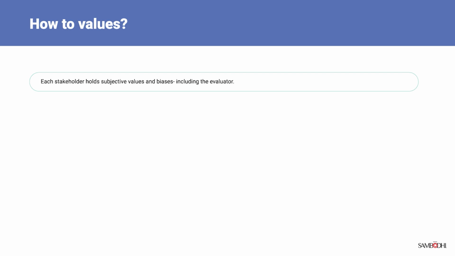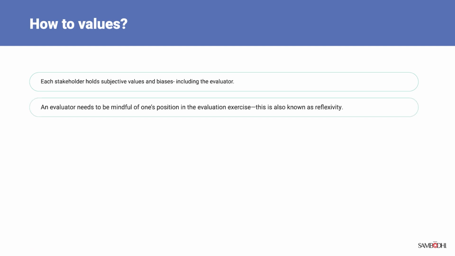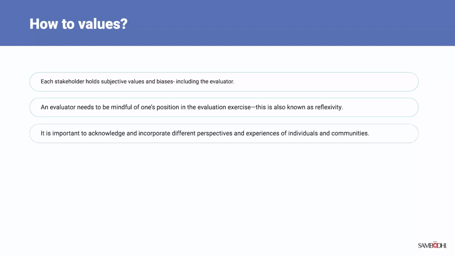On both sides, the stakeholders and the evaluator, it is a given that they hold subjective values and biases irrespective of each other. As such, it is very important for an evaluator to be mindful of one's position in the evaluation exercise. This is known as reflexivity. For an evaluator, one needs to acknowledge and incorporate differing perspectives and experience of individuals and communities.